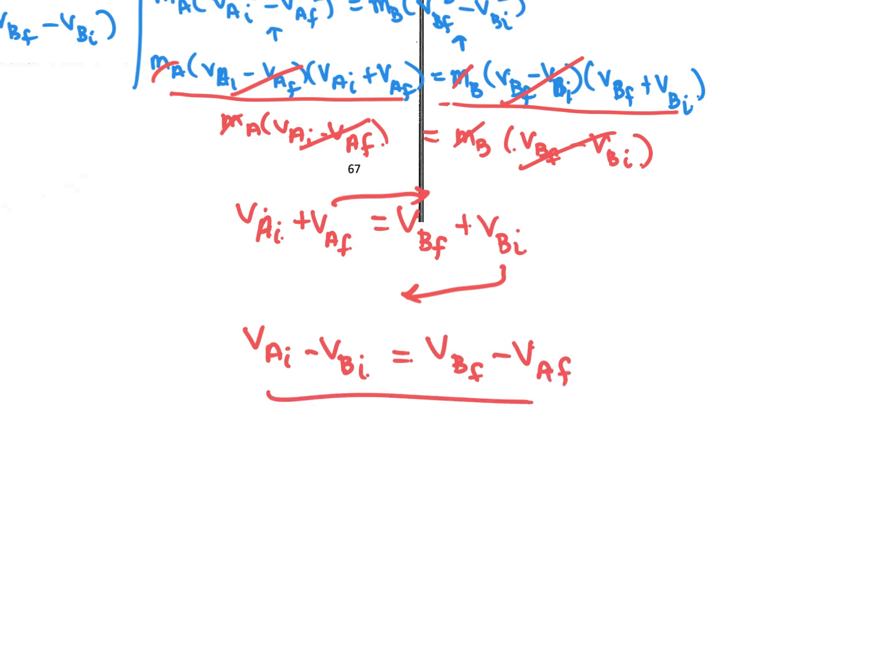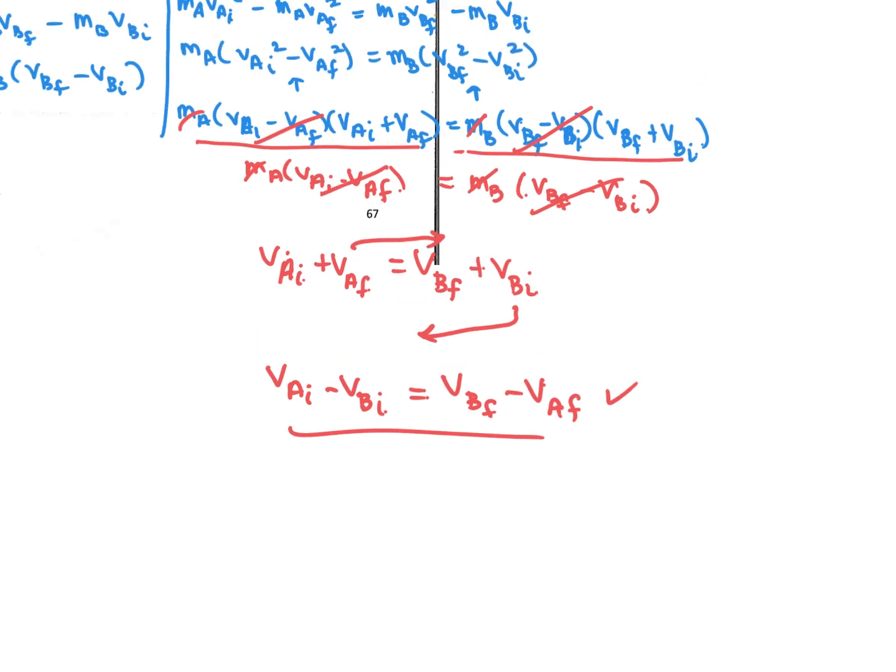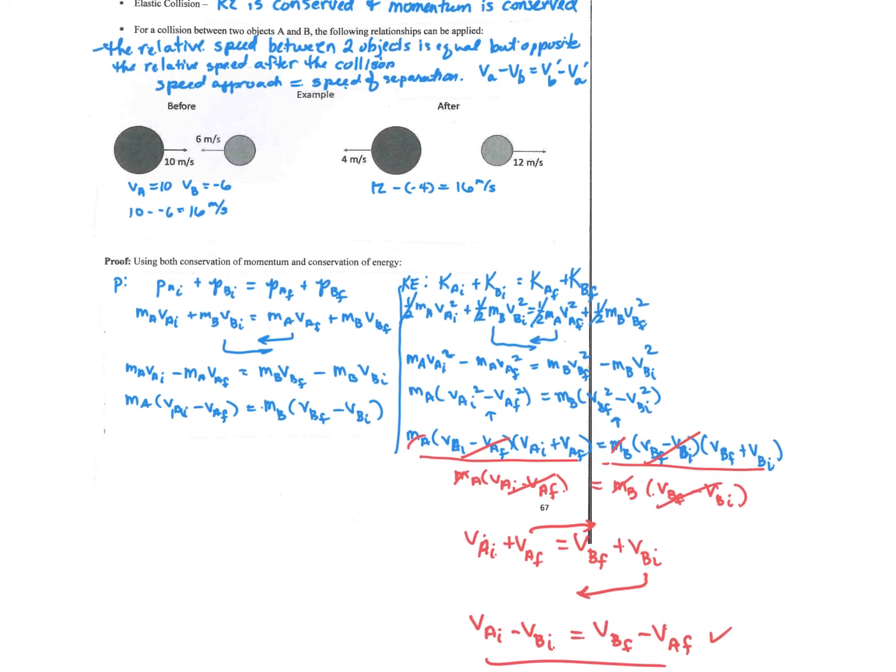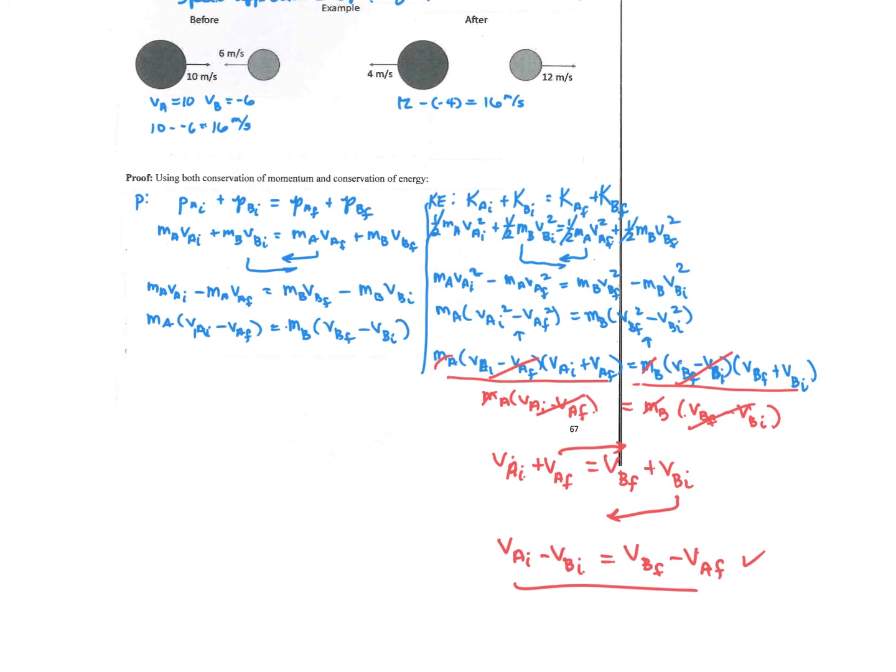We've just proven this. It's some pretty hairy math, but we can do it. Walk yourself through it and see. It's just some algebra and some factoring. But that's the proof of why relative speeds are equal going in and coming out of the collision. So it's a way to check yourself and see if you've done the problem correctly.